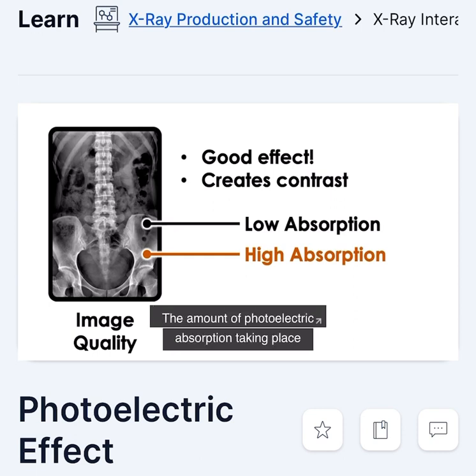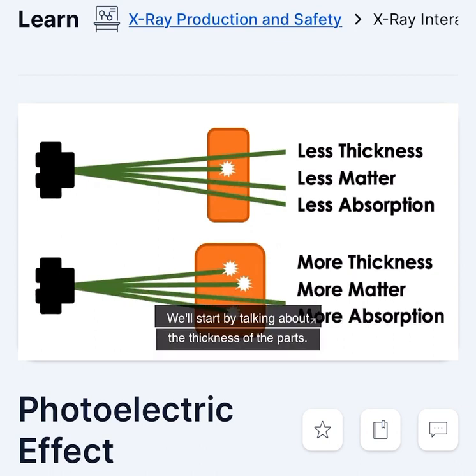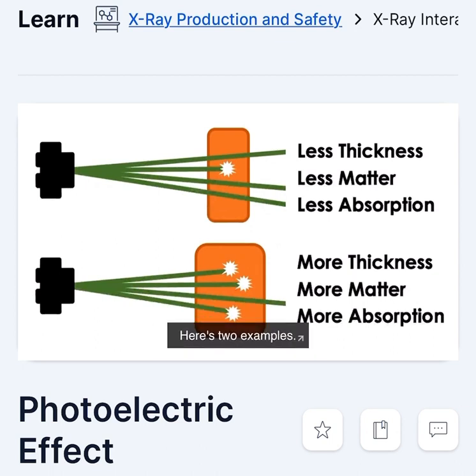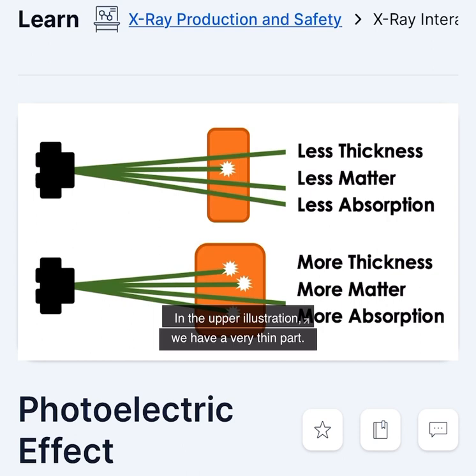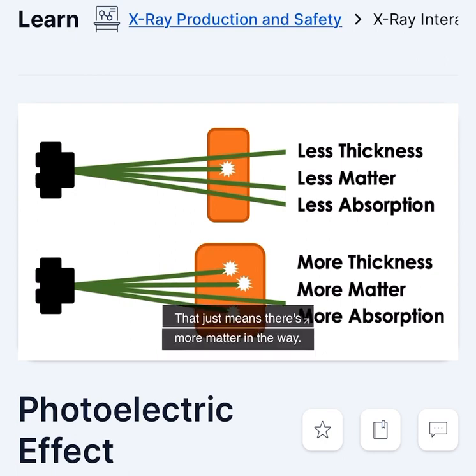The amount of photoelectric absorption taking place depends on four things. We'll start by talking about the thickness of the part. Here's two examples. In the upper illustration, we have a very thin part, and in the lower illustration, we have a thicker part. In the part with less thickness, there's less matter in the way, and therefore there's less photoelectric absorption taking place. In the lower illustration, there's more thickness in this part. That just means there's more matter in the way, and as a result of that, there's going to be more photoelectric absorption interactions taking place.